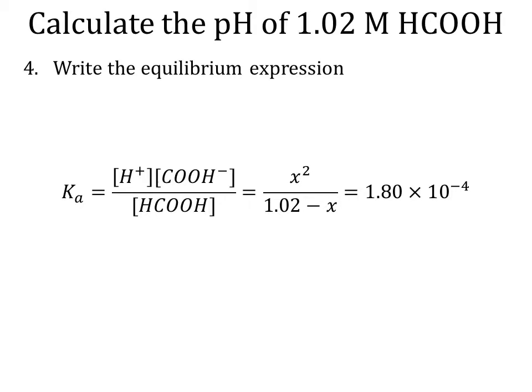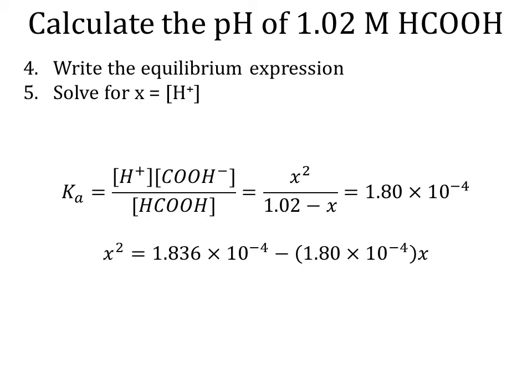We then substitute the values that we found in our ICE chart at equilibrium. For H+, the value is x, and for formate, the value is x. So the numerator is now x squared. In the denominator, we have 1.02 minus x, which is the equilibrium concentration of undissociated formic acid. This ratio is equal to 1.80 times 10 to the minus 4, which is Ka for formic acid.